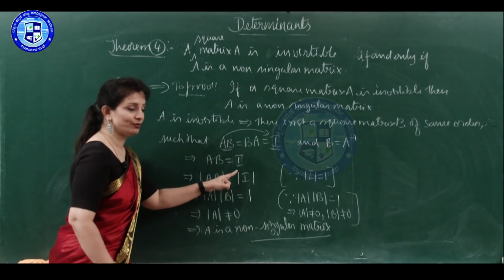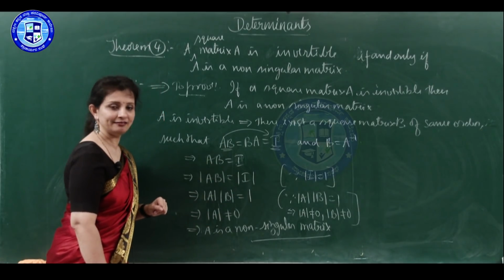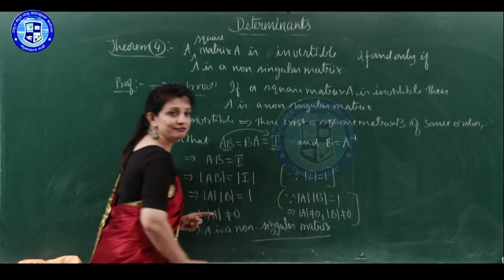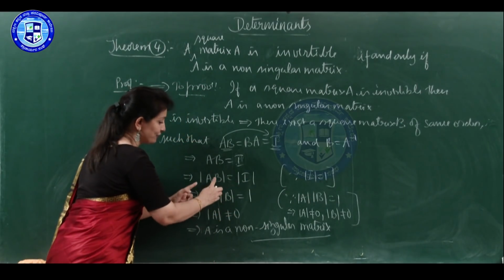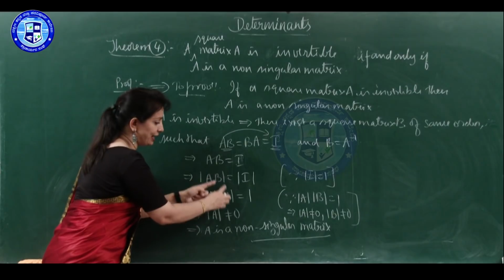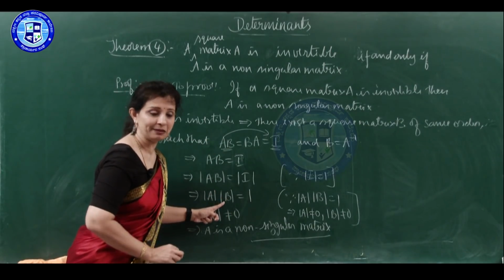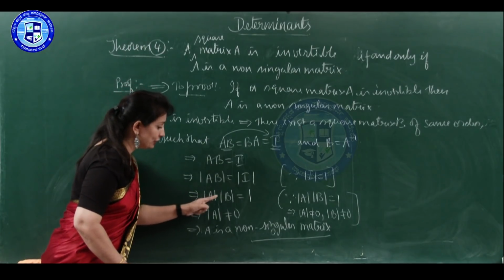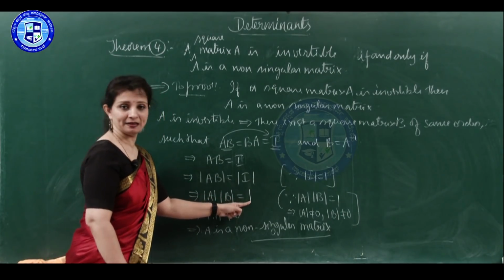Determinant of AB is equal to determinant of I, right? We know the determinant of I, an identity matrix, is 1. So, the determinant of AB can be written as determinant A into determinant B, from the previous theorem. So, we have the product of two determinants equal to 1.